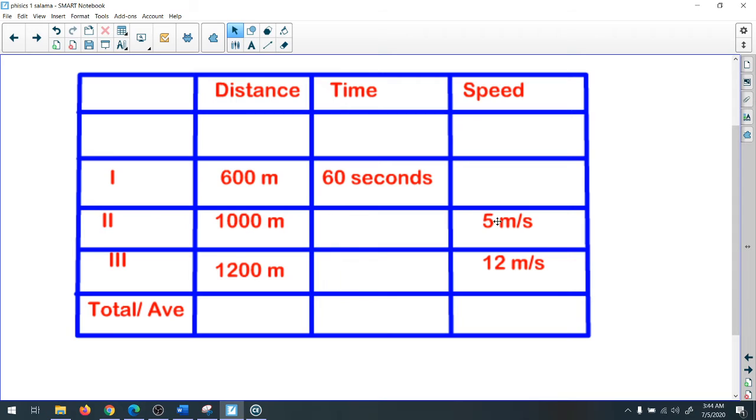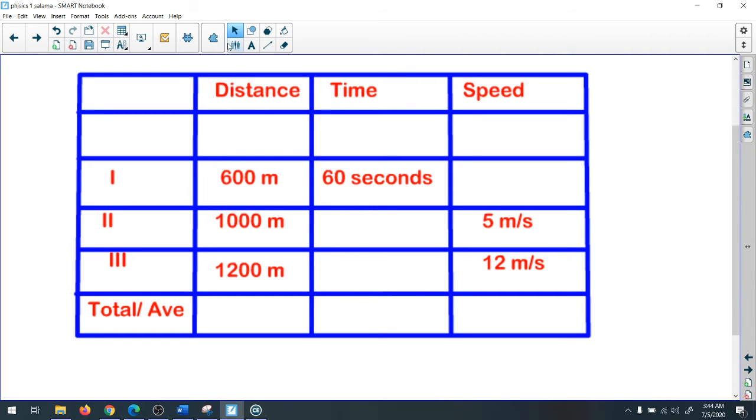So how do we deal with this question? If you want to find the average speed, we need to find all the distances, and in this example we have all the distances. Nothing is missing. Distance 1 is 600 meters, distance 2 is 1000 meters, distance 3 is 1200 meters. So we're looking for the time. We don't have all the times. Time 1, yes, we have 60 seconds, but how do we get time 2?